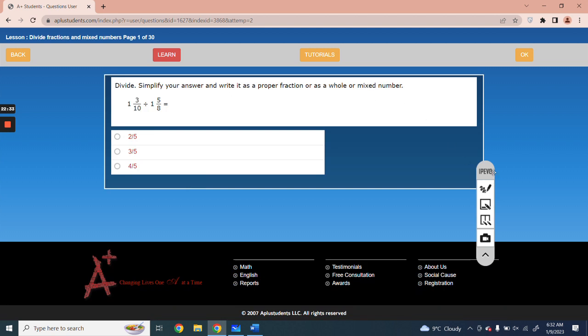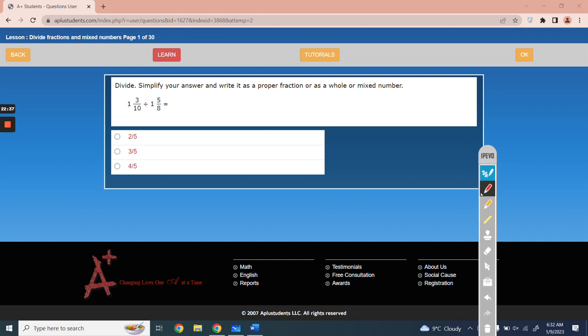Okay, the first one is 1 whole 3 over 10 divided by 1 whole 5 over 8. So let's just convert both the mixed numbers to improper fractions. Got it? So for the first one you have to do 10 times 1. You have to add the numerator and divide it by the same denominator. Got it? Same thing you have to do with this one.